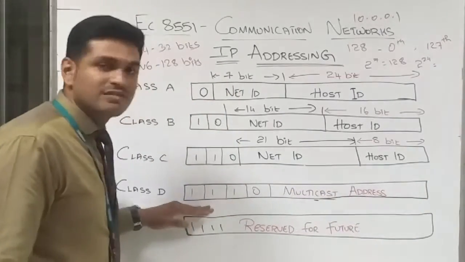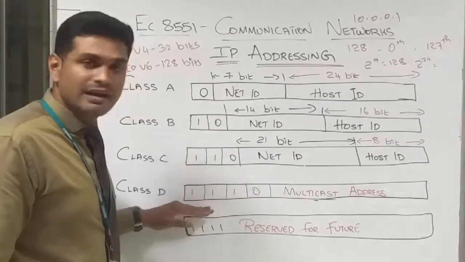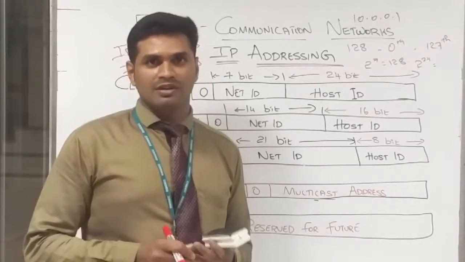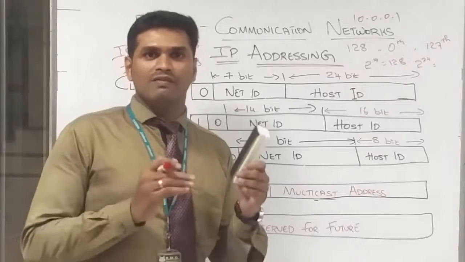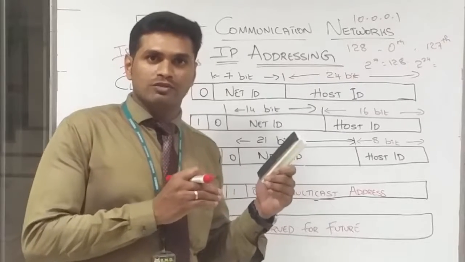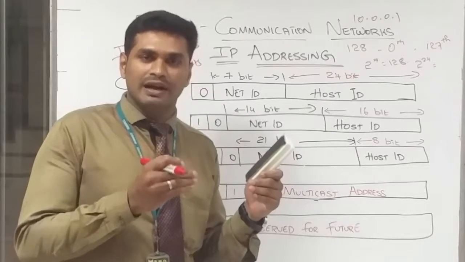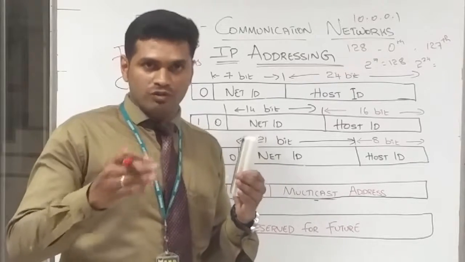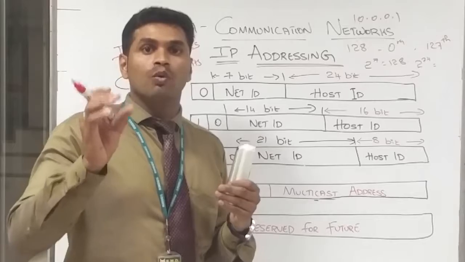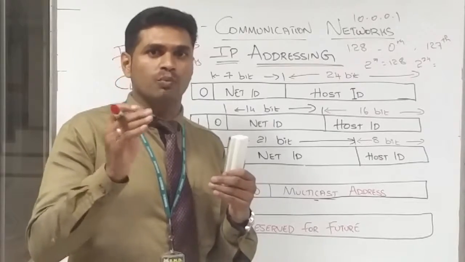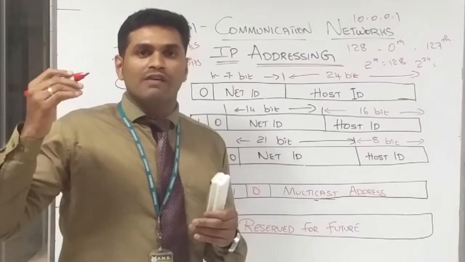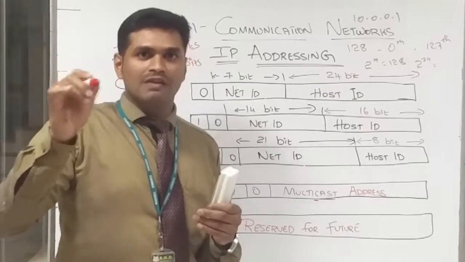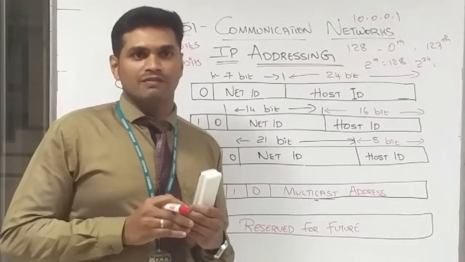So then we go to class D. Let us see the class D addressing scheme. Class D is used for multicasting purposes, where you have one source that generates the data, and the data is to be transmitted to different host computers connected in the internet who belong to a group. We can say the group name is G. So every host computer that belongs to group G will receive this multicast information.